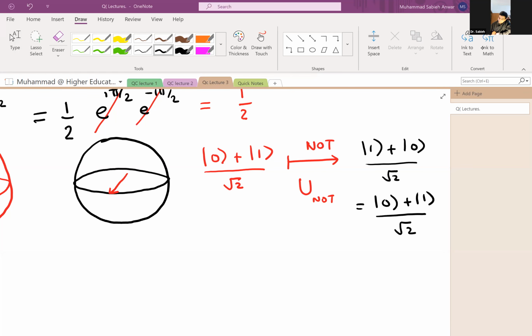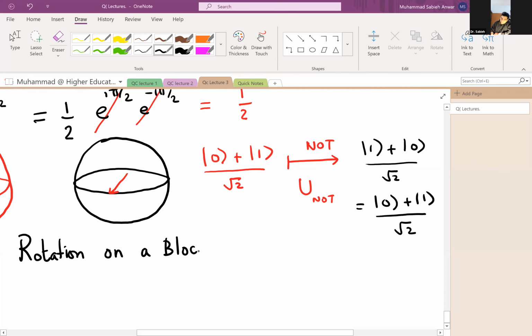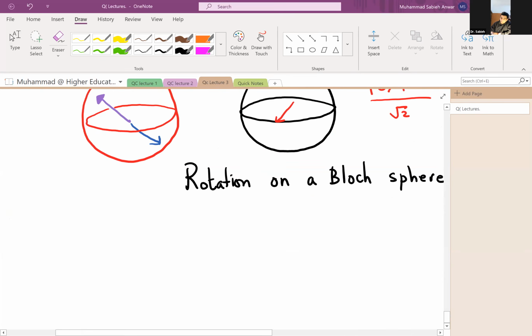Exactly. So Eman Noman says rotation. It's a rotation. Exactly, it is a rotation. Now, when you talk about a rotation, any unitary operation is in fact a rotation on a Bloch sphere. So it's a rotation on a Bloch sphere.